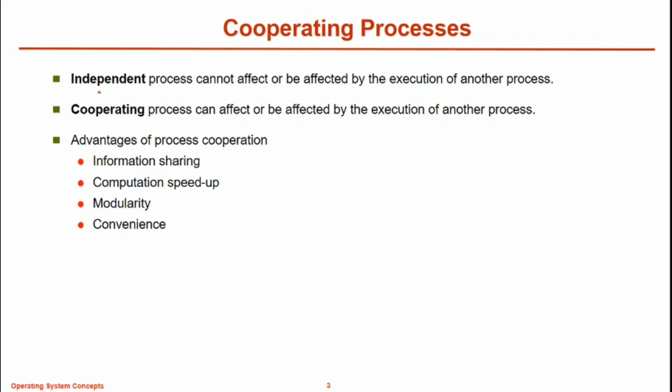Cooperating process: an independent process cannot affect or be affected by the execution of another process. A cooperating process can affect or be affected by the execution of another process. Obviously, an independent process has no dependency on another, so there will be no effect on the other process.